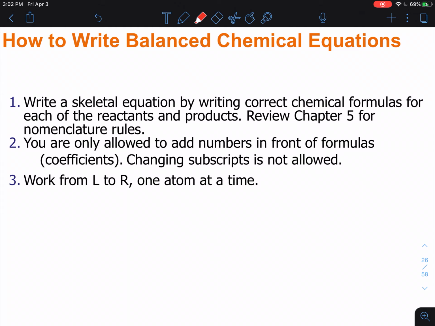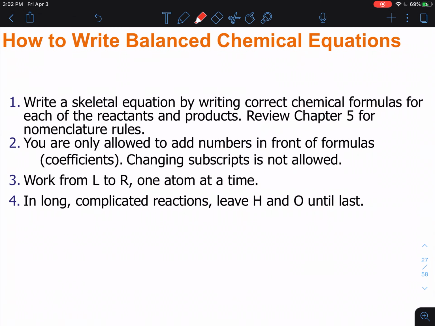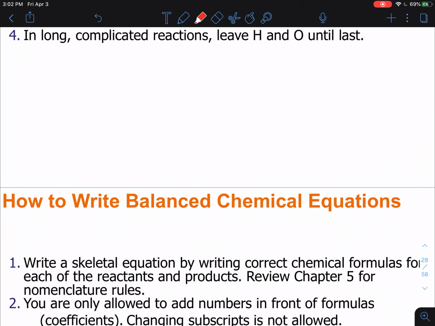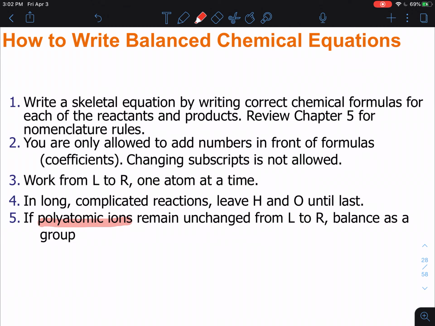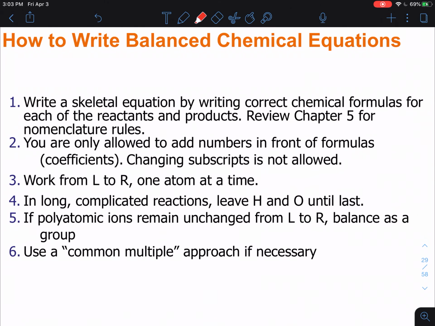In general, all right, most people will find they'll get their own method down, but in general, work from left to right, one atom at a time. And in long, complicated reactions, leave oxygen and hydrogen until last. And, okay, this is important, if polyatomic ions remain unchanged from the reactants to the products, you can balance that polyatomic ion as a group. And we'll go over an example in just a second. But you don't have to break up the polyatomic ion. You can balance it as a group, and that ends up being really, really beneficial.